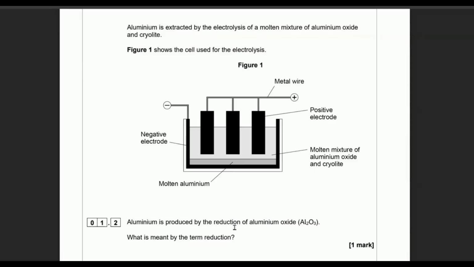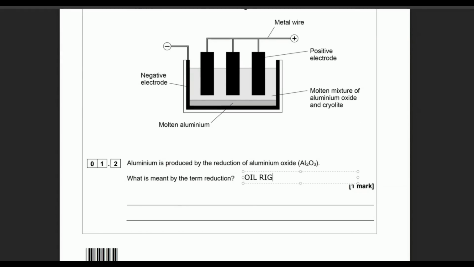Aluminium is produced by the reduction of aluminium oxide, Al2O3. What is meant by the term reduction? There's OIL RIG, you've probably all heard of that. That stands for oxidation is loss, reduction is gain. Oxidation is loss of electrons. I can't be bothered to write the word electrons, so I'm just doing e minus. And then reduction is gain of electrons. Now, that is one way of remembering oxidation and reduction. So we could say reduction is gain of electrons.